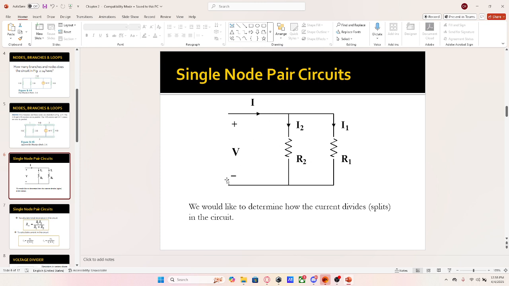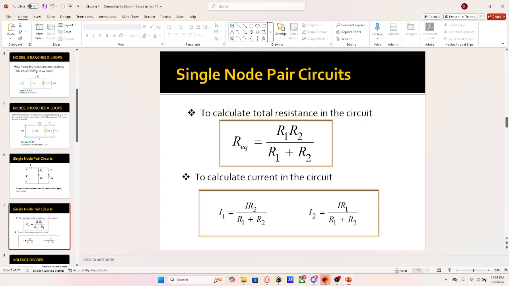But for voltage, if the resistors are connected in parallel, the voltage across R1 and R2 is the same. For example, if this is 12 volts, the voltage across R1 is still 12 volts, and the voltage across R2 is still 12 volts. Only the value of current is different. So to calculate that, we will first calculate the total resistance in this circuit.